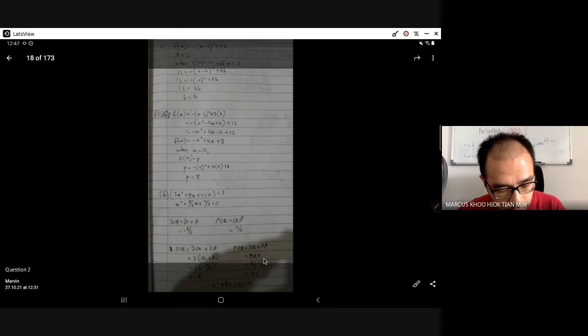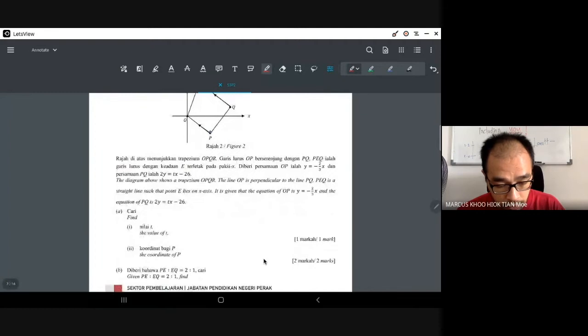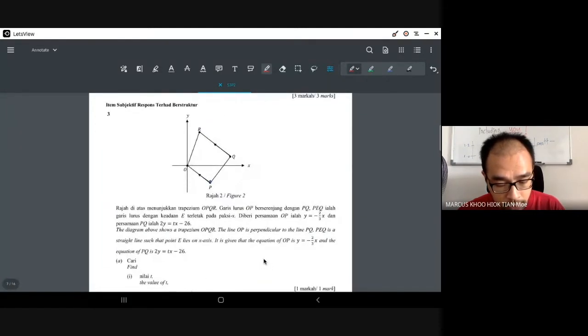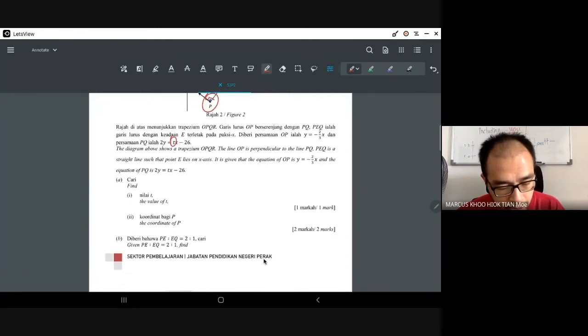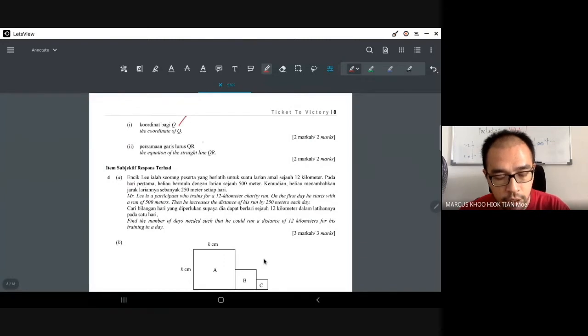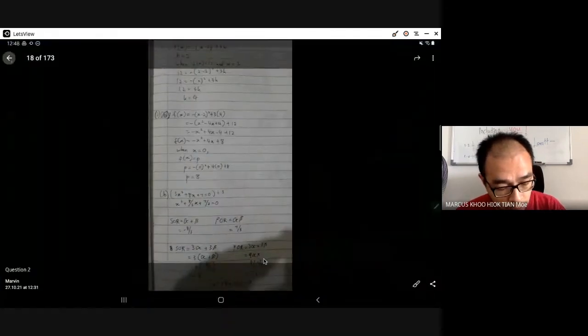Okay, let's move on to question number 3. Question number 3 is a coordinate geometry question. You have a trapezium over here. You're asked to find the value of t. Then after you have to find the coordinate of P, and somehow there's a 90-degree over here, which means something, and then you're given this ratio. When you're given a ratio, find the coordinate of Q, and then find the straight line of QR. Can we have the next group, please? Who is doing number 3?